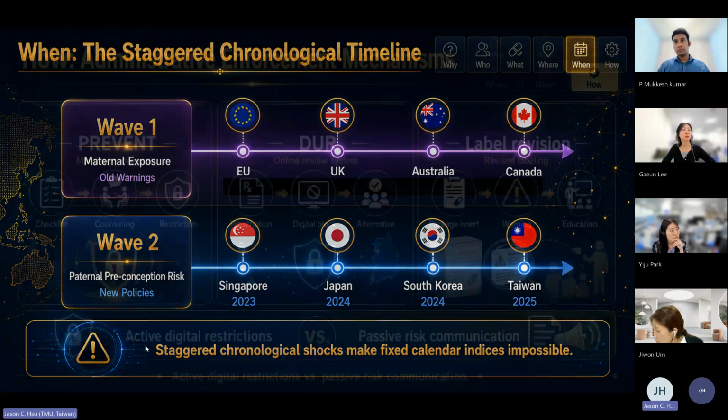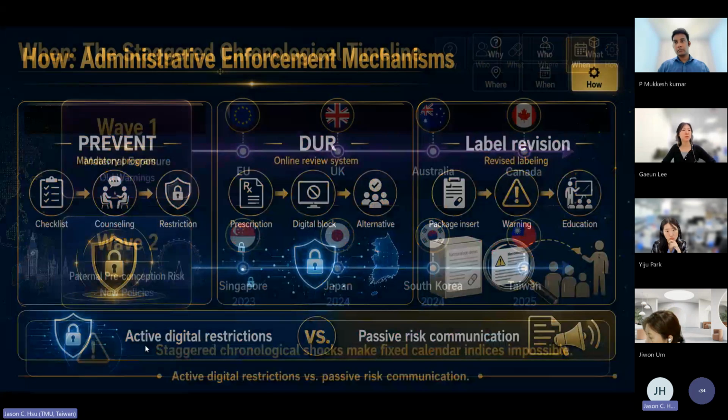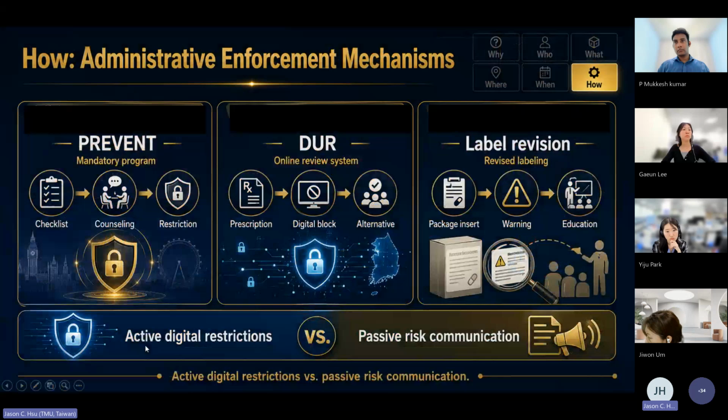And the last one is how. Okay, the absolute core of policy implementation is how. How do governments actually enforce these rules, the policies, in doctors' daily workflow? Okay, and then we compared. We can at least have three types of models for the policy implementation.